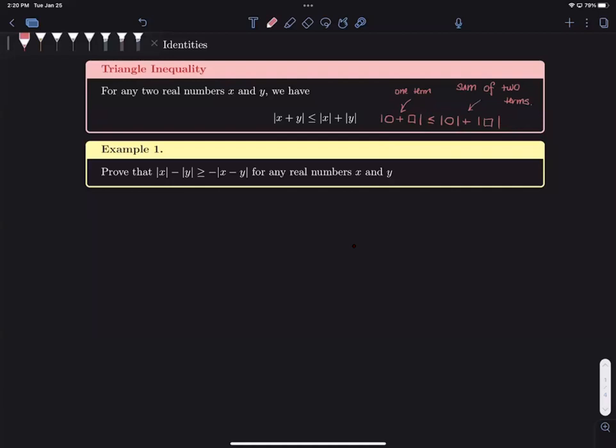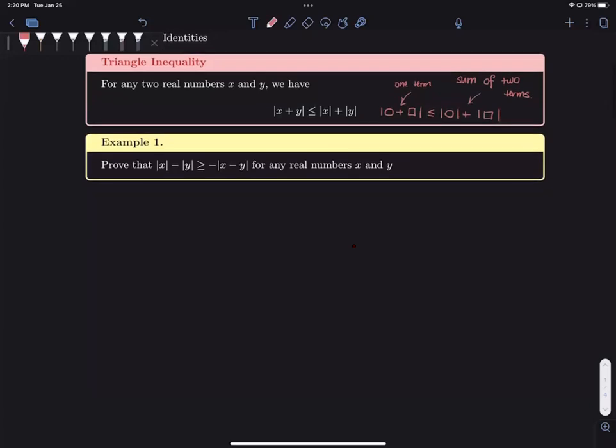The reason I make this observation is because a lot of times when they give you triangle inequality questions, if you realize that on this side of the inequality you only have one term, and on this side you have a sum of two terms, it's going to make your life much easier to rearrange whatever you need to prove. For example, let's look at example 1. As I mentioned, I want this side to have only one term, and I want this side to be a sum of two terms.